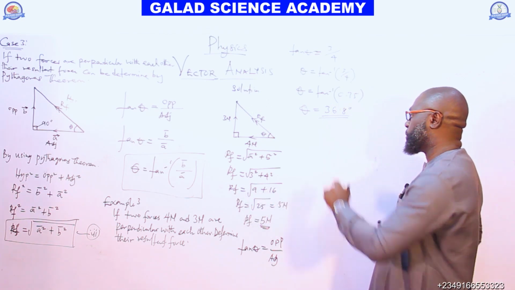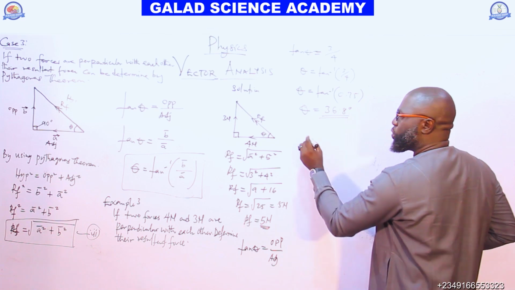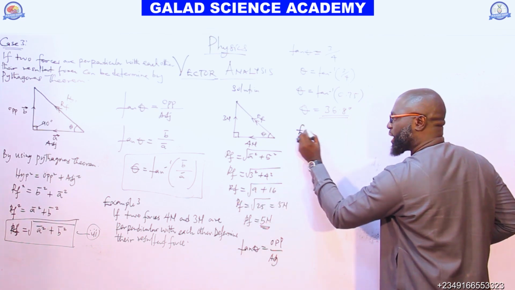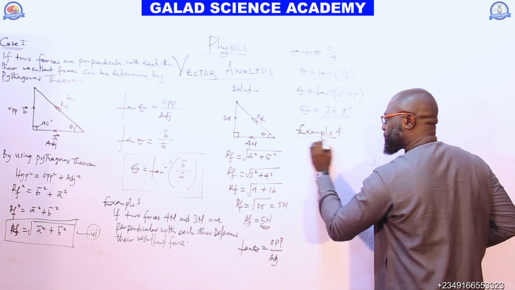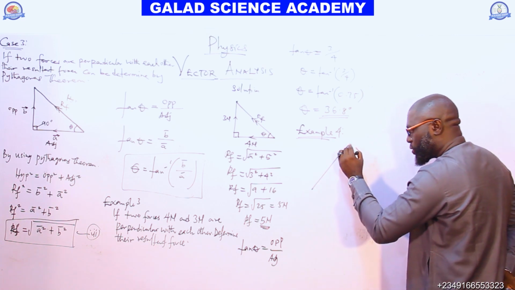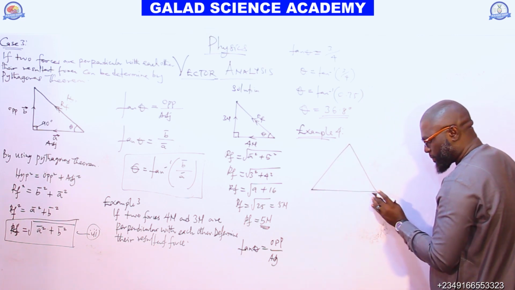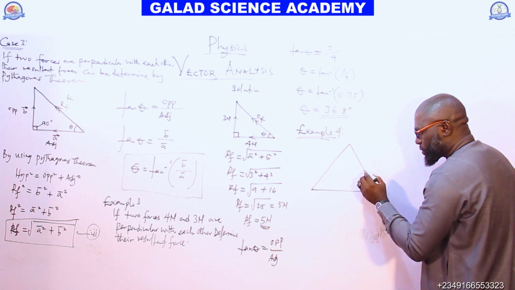Take for instance, if you have, let me call it example 4. In this example 4 here, we have a triangle like this.